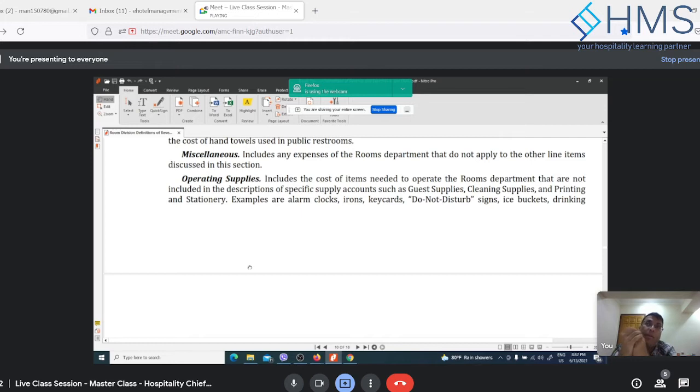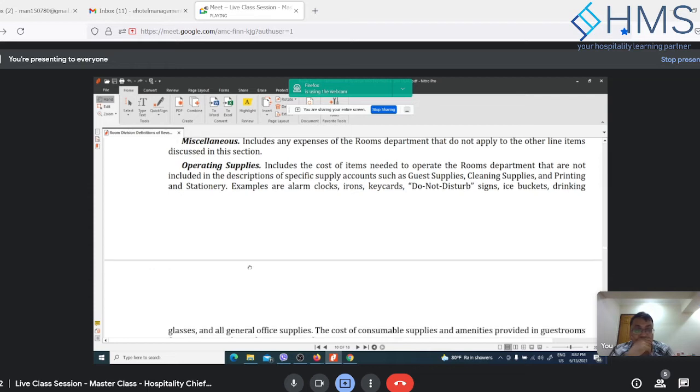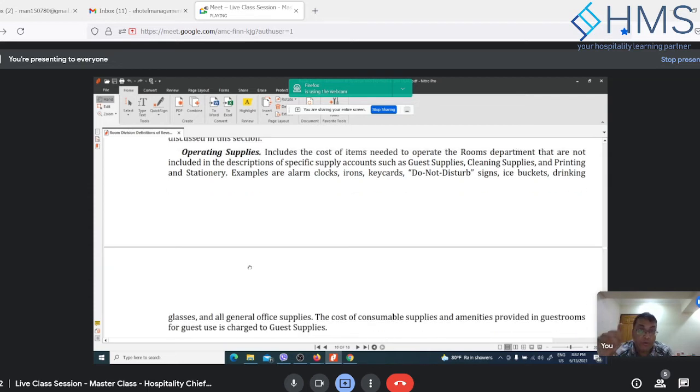Yeah, no, the operating supplies will be charged based on which department is using them. Right, sir. Ice buckets are used by both F&B and also by the rooms department, right? But if it's in the room, then it will go into the room division. But if it's in the restaurant, then it will go into the F&B department. Right, okay, sir.